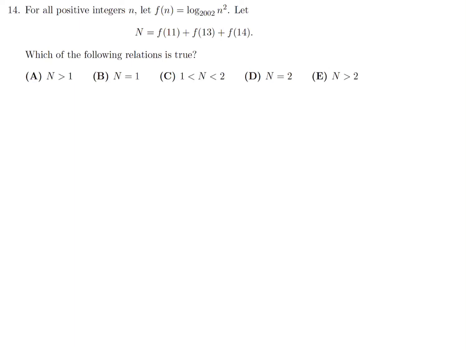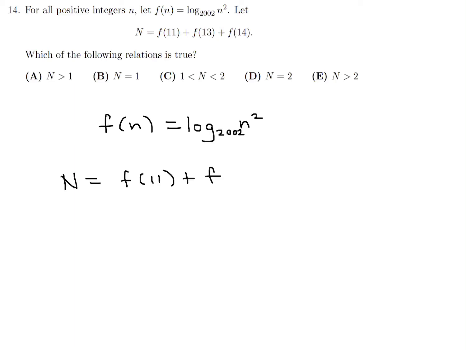For all positive integers n, let f of n equal log base 2002 of n squared. Let N equal f of 11 plus f of 13 plus f of 14. Which of the following relations is true? So f of n is equal to log of n squared to the base 2002, and N is equal to f of 11 plus f of 13 plus f of 14.